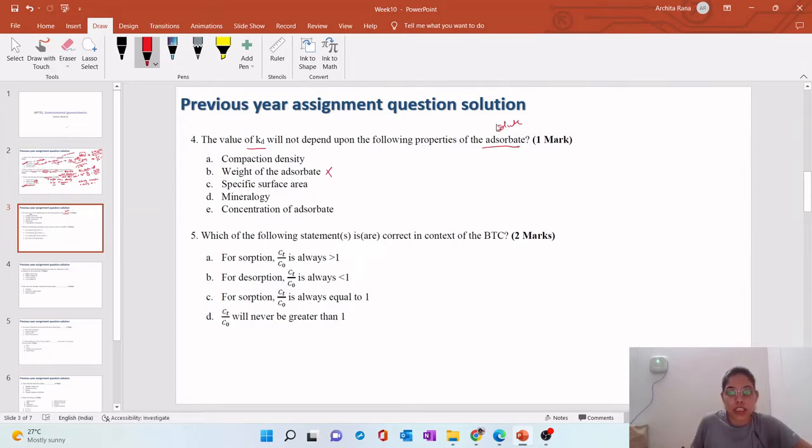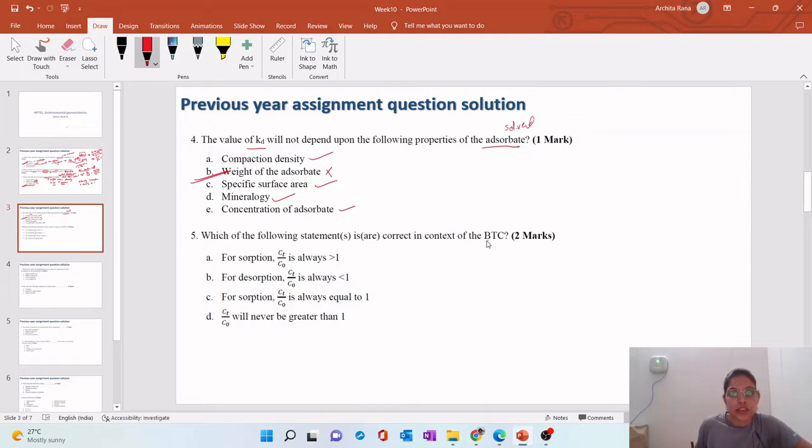Specific surface area, yes. Mineralogy, yes, because clay minerals have high cation exchange capacity, so they are highly adsorbing as well. And concentration, yes. So it does not depend on the weight of the adsorbate. On the other hand, it depends on the concentration of the adsorbate. Okay.